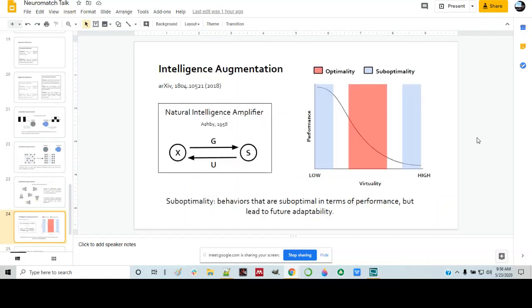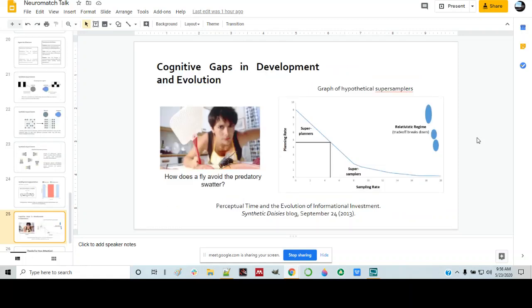And this connects, of course, to intelligence augmentation, which is an old concept. This is where you're amplifying intelligence based on some set of criteria. The idea is that this dysregulation ultimately allows us to amplify the intelligence of the agent. And then finally, this relates to cognitive gaps in development.